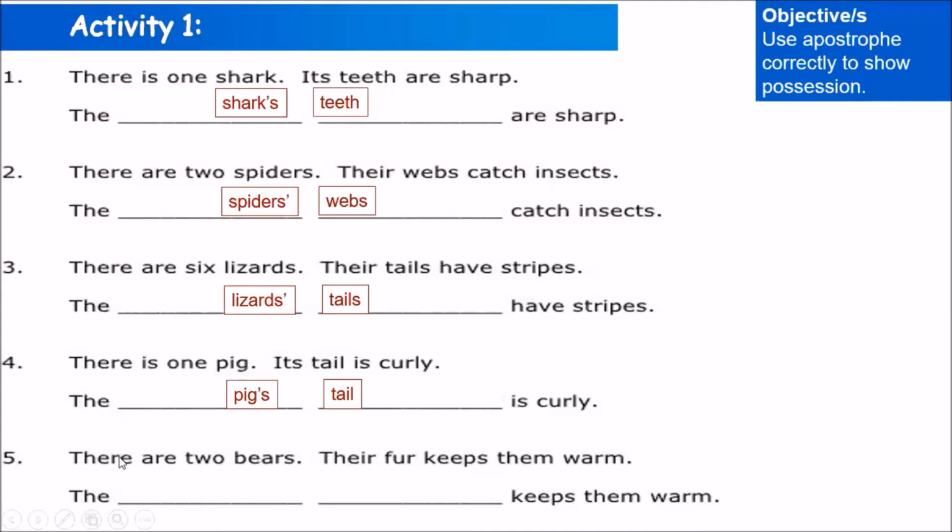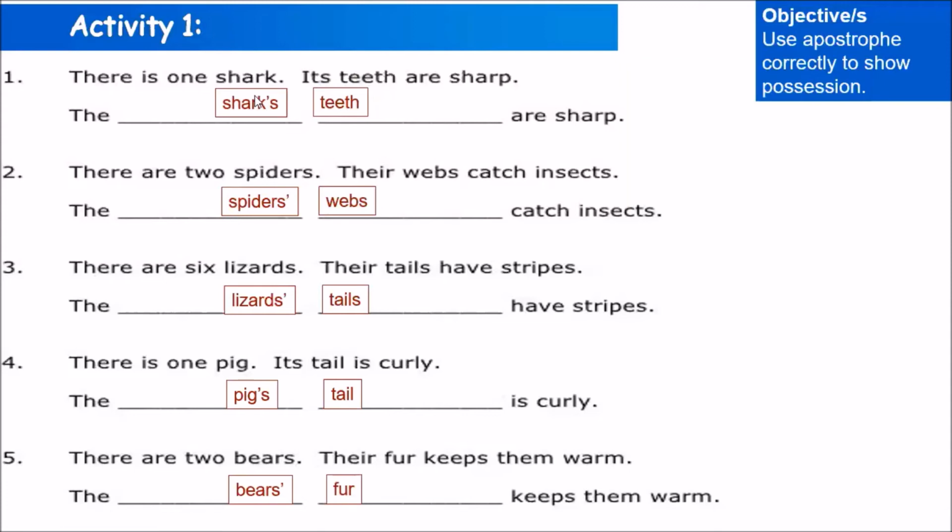Next, there are 2 bears. So we have more than one bear. Since the word already ends in S, we simply add apostrophe. The bears' what? What do the bears own? What do they have? They have fur. So the bears' fur keeps them warm.